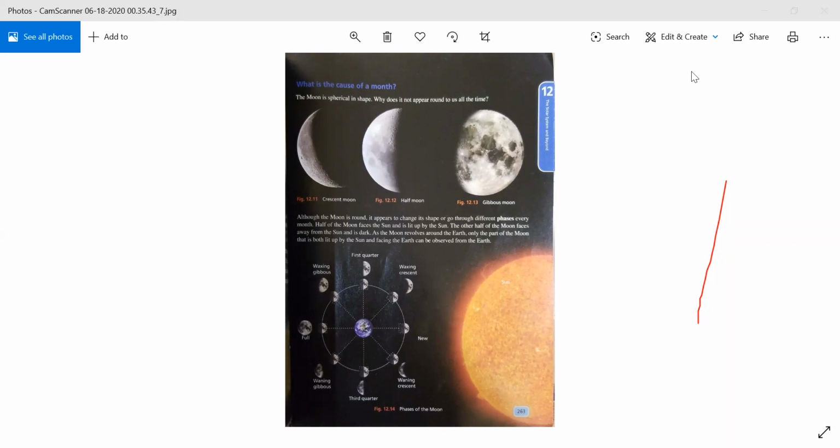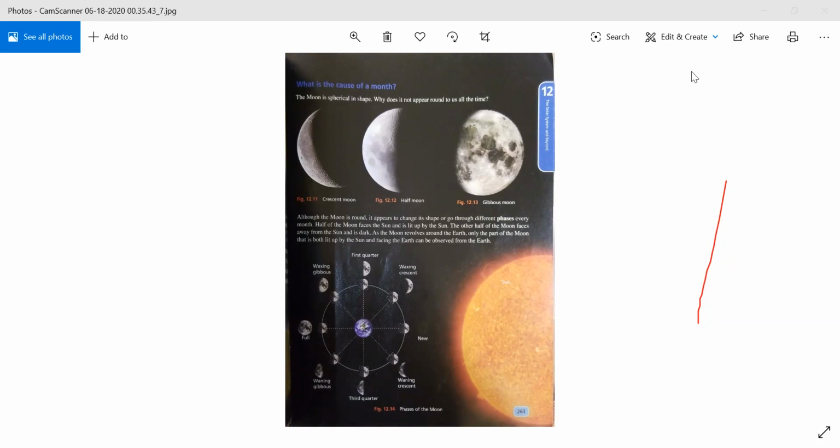Okay, first of all, you should know what the shape of the moon is. Beta, the moon is spherical in shape, okay? And you see sometimes the moon is in a crescent shape, sometimes it is a half moon, and sometimes it is a gibbous moon. Okay, and why is it so? Let's study about them deeply. Because why every time we do not find them in a round shape?